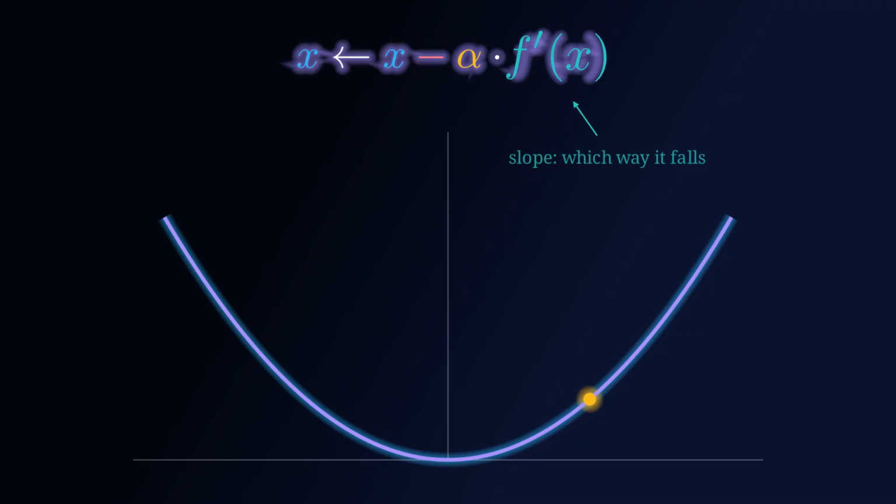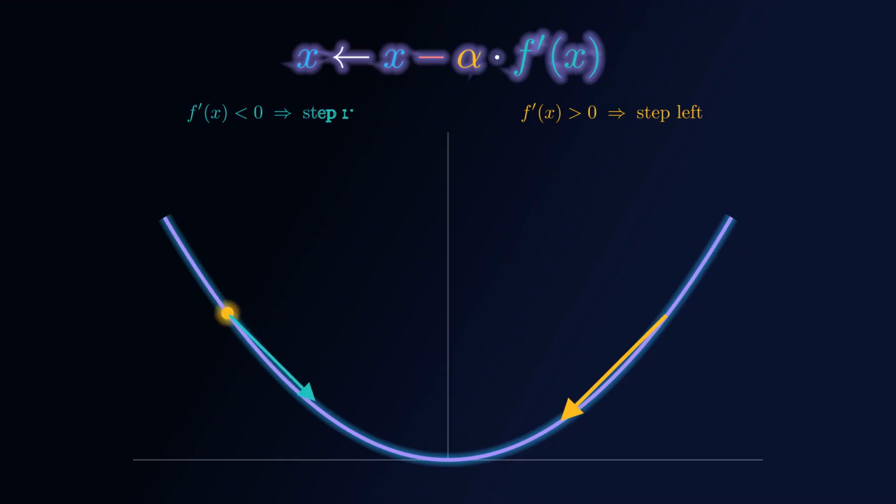The slope tells us which way and how steeply the ground falls. The minus sign flips us from uphill to downhill, and the learning rate is a small positive number that controls how big a step we dare to take. Watch what the minus sign does automatically. On the right side, the slope is positive, so minus the slope moves x to the left, toward the valley. On the left side, the slope is negative, so minus a negative pushes x to the right. Either way, we head down.